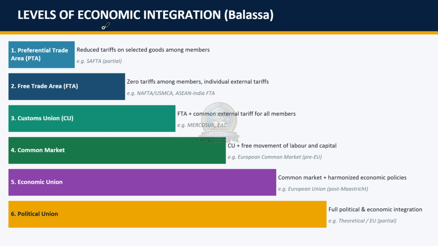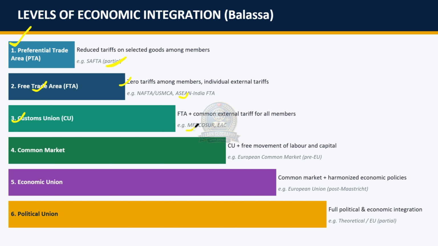Okay, levels of economic integration. First of all, preferential trade area, PTA. Okay, reduced tariffs on selected goods among members. Example, SAPTA, partial. Then free trade area, FTA, zero tariffs among members, individual external tariffs. Example, NAFTA, USMCA, ASEAN-India FTA. Then customs union, CU, FTA plus common external tariff for all members.